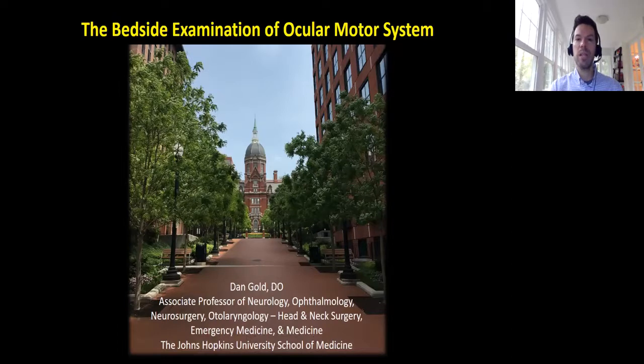This is broken down into two separate PowerPoints, two parts. One is the bedside exam of the ocular motor system. The second is the vestibular system. The two are obviously very much intertwined and go hand in hand. My presentations are so large that it's easier to have two separate presentations rather than one large 3 GB PowerPoint presentation. So that's the reason. And I'll get started.